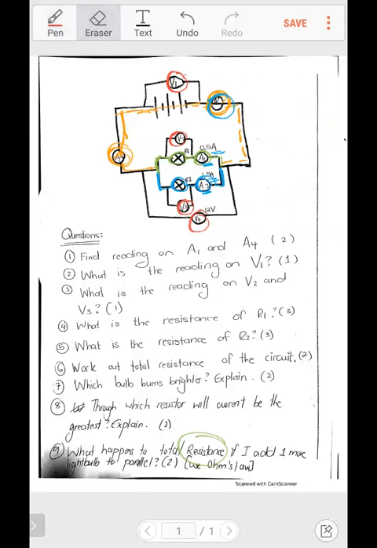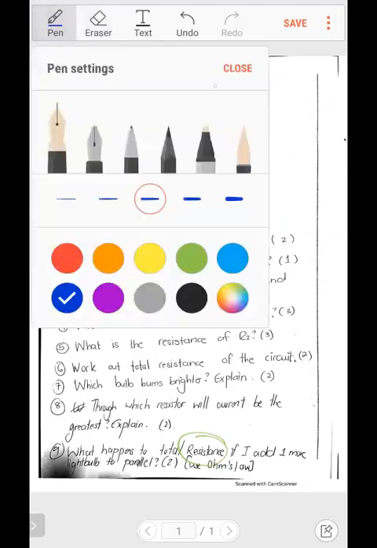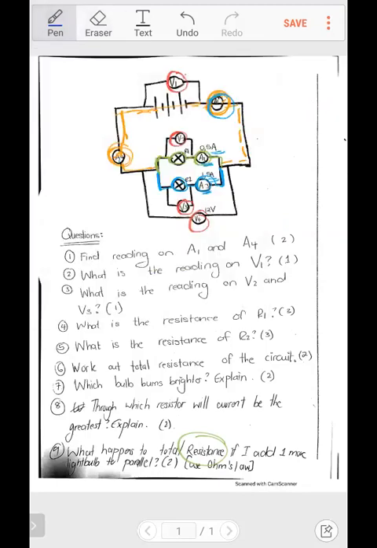So let's look at our questions. Let's see if we can attempt to do them, right? Question number 1. It says, find the reading on A1 and A4. A1 is all over here. Is this guy here, right? And A4 is this guy here. A1 is here, A4 is here. A1 and A4 are only the names of those ammeters. They don't give you the reading or the measurement, right? So we know that A1 and A4 are both in series. So they are equal to each other because in a series circuit, current is the same.